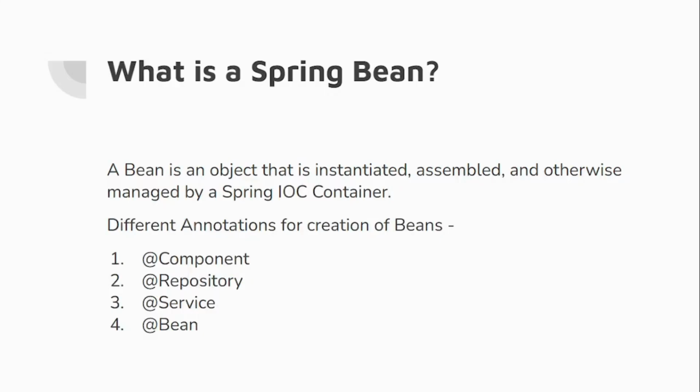We have the definition. A bean is an object that is instantiated, assembled and otherwise managed by a Spring IOC container. A very simple definition of a Spring Bean would be an instance of a class that is managed by a Spring IOC container. Okay.